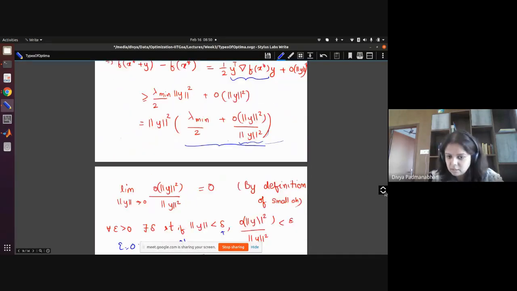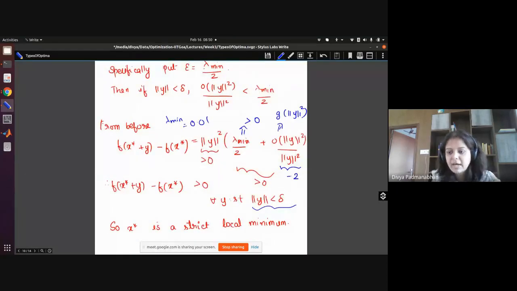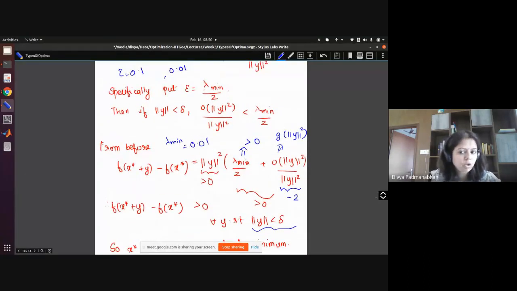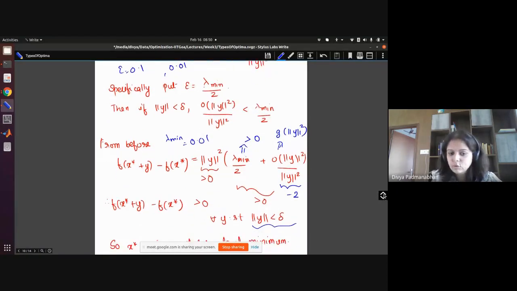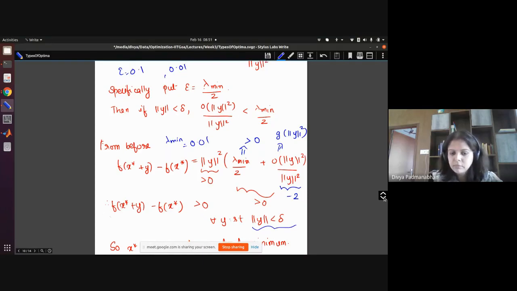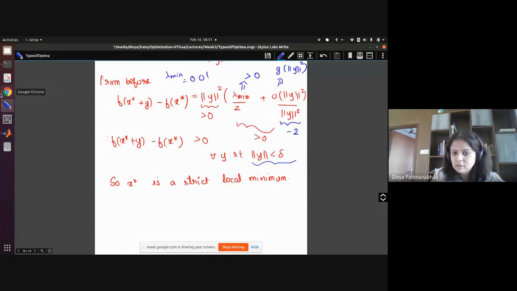So the idea is, if you have these conditions that the Hessian is positive definite and the gradient is zero, then f of x star is a local min. So this is going to be greater than zero always. Okay. So any other questions on this?